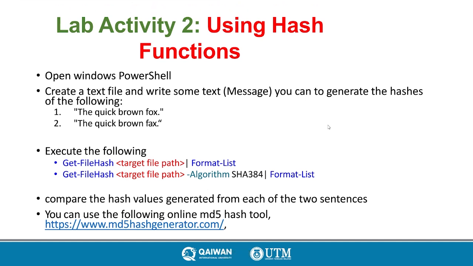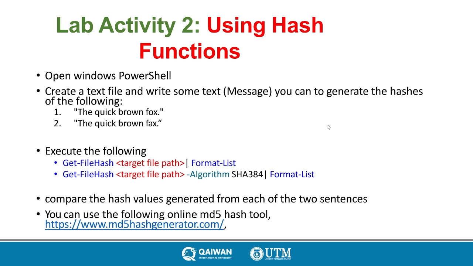Now we will have a lab activity using a hash function. This would be our lab activity. Using a hash function, open Windows PowerShell, create a text file and write some text message. You can generate the hashes of the following.